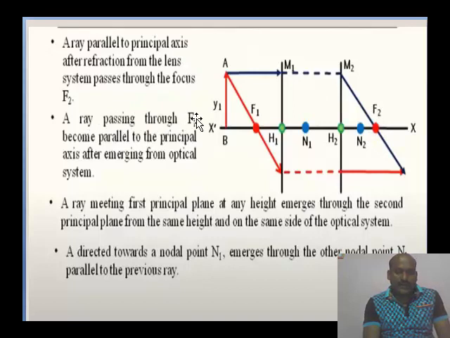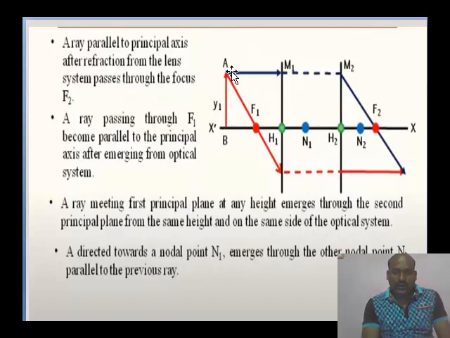So there is another ray passing through F1, and it becomes parallel to the principal axis after emerging from the optical system. This ray passes through the optical system and emerges parallel, whereas the incident parallel ray converges. When the ray passes through F1, it emerges parallel to the principal axis. A ray incident on the first principal plane at a certain height emerges from the second principal plane at the same height and on the same side of the optical system.